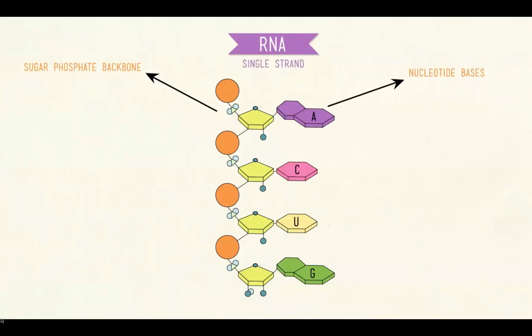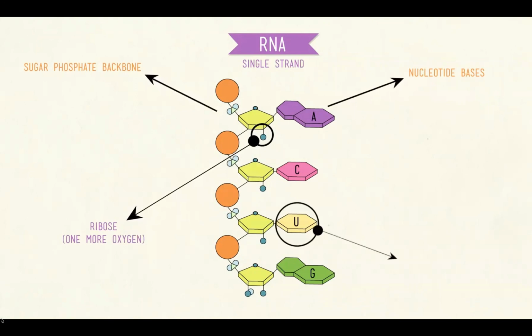1, RNA is a single-stranded molecule, no double helix here. 2, the sugar in RNA is ribose, which has 1 more oxygen atom than deoxyribose, hence the whole starting with an R instead of a D thing. And finally, RNA does not contain thymine. Its 4th nucleotide is the base uracil, so it bonds with adenine instead.